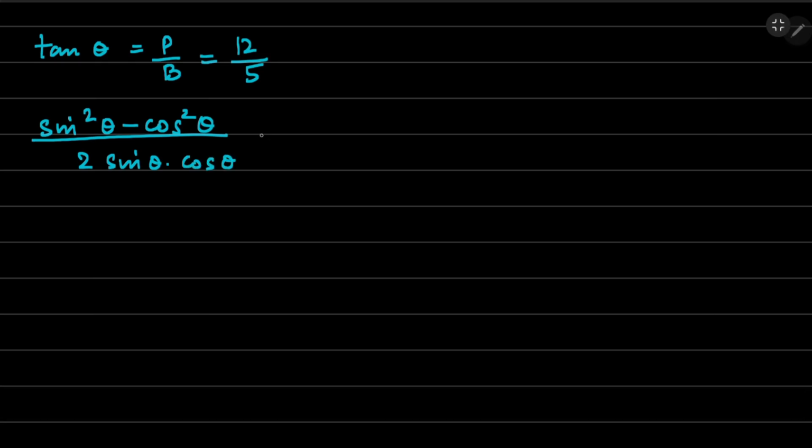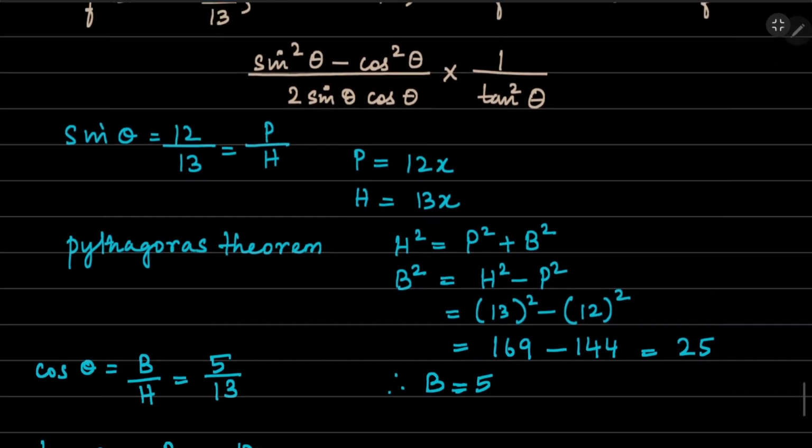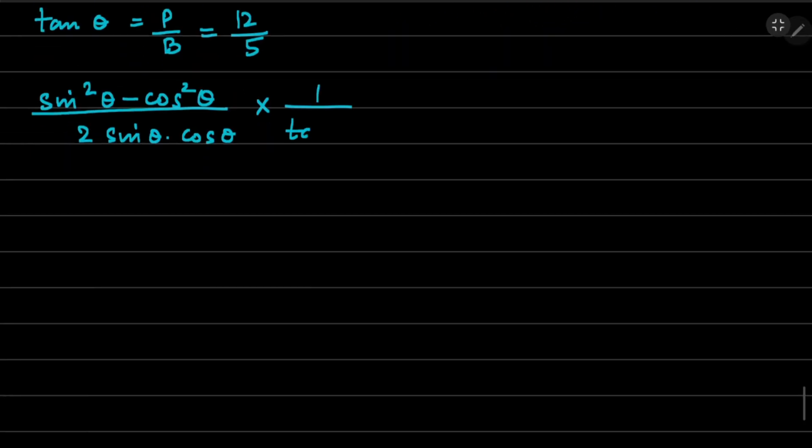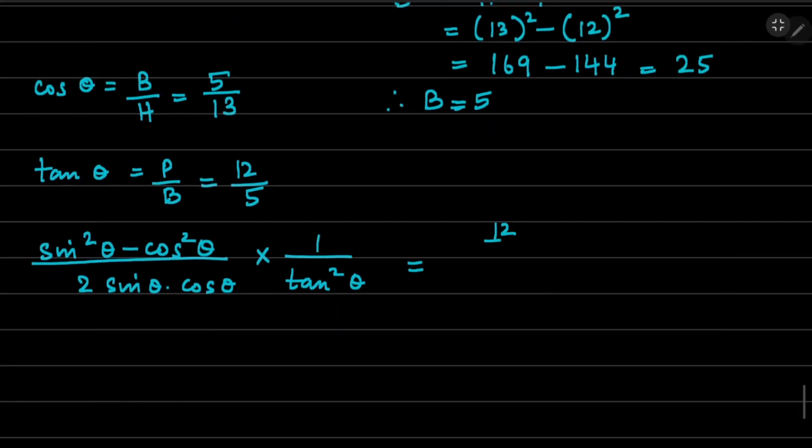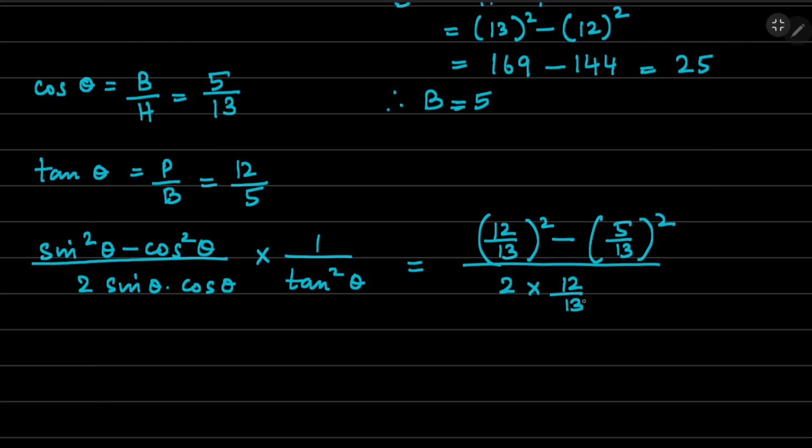2 sine theta cos theta multiplied by 1 by tan square theta. Just substitute the values. What is sine theta? We know sine theta is 12 by 13. So (12 by 13) the whole square minus (cos theta is 5 by 13) the whole square, whole divided by 2 multiplied by sine theta, 12 by 13, multiplied by cos theta, 5 by 13, multiplied by 1 by tan theta, that is (12 by 5) the whole square.